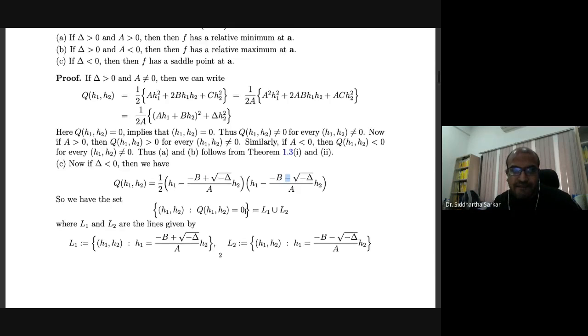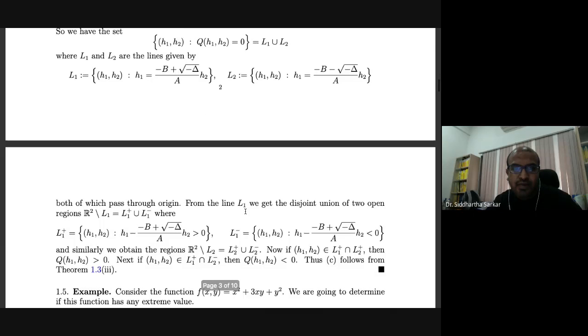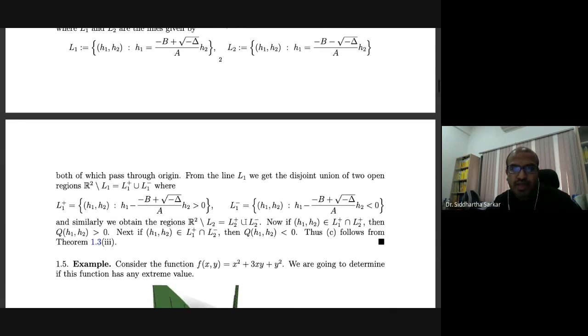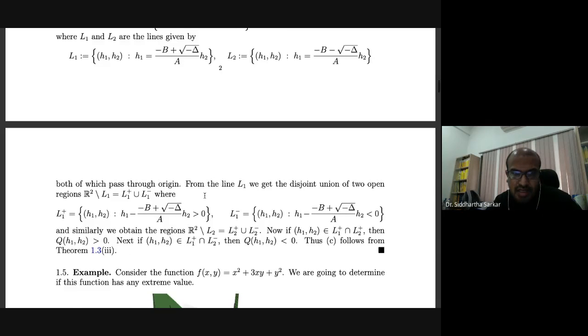So therefore, I have four possible regions with these various choices. Here you see L1 plus, where I have taken this particular region where this value is positive, and L1 minus, where this particular factor h1 minus that times h2 is negative.